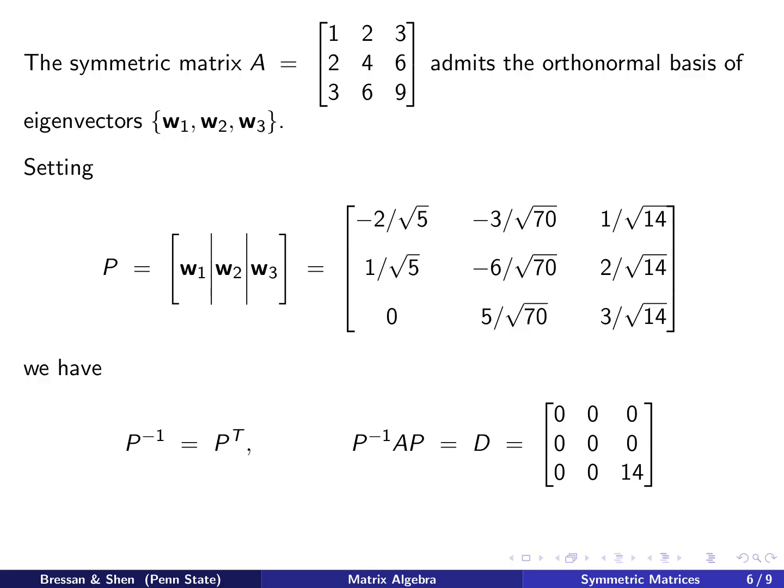And then we can work out the calculation P inverse times A times P, which will be a diagonal matrix, we call it D, where on the diagonal should be the three eigenvalues. So lambda 1, lambda 2, and lambda 3. Here lambda 1 and lambda 2 are both zeros.